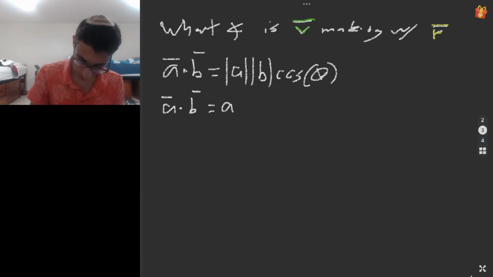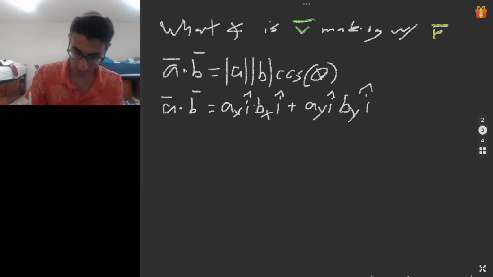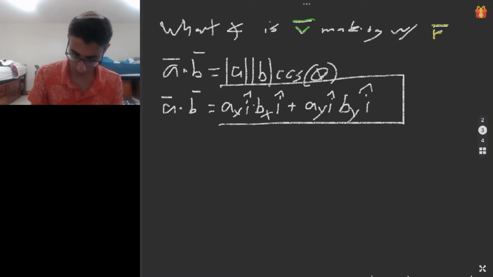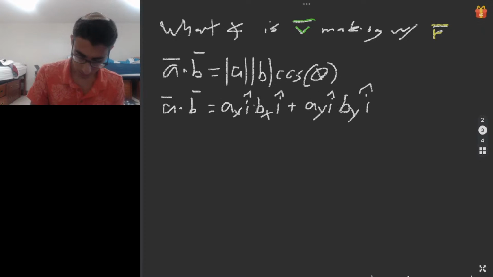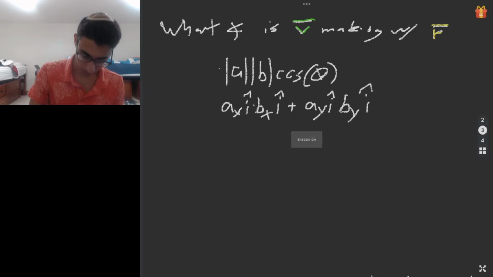equals A sub x times I plus A sub y times B sub y times j. The x component of A times the x component of B, plus the y component of A times the y component of B. And this is actually a simplified form of the more complicated idea. So let's use the dot product. We can use the dot product in our case. Let's erase this and make it more what we're trying to do.